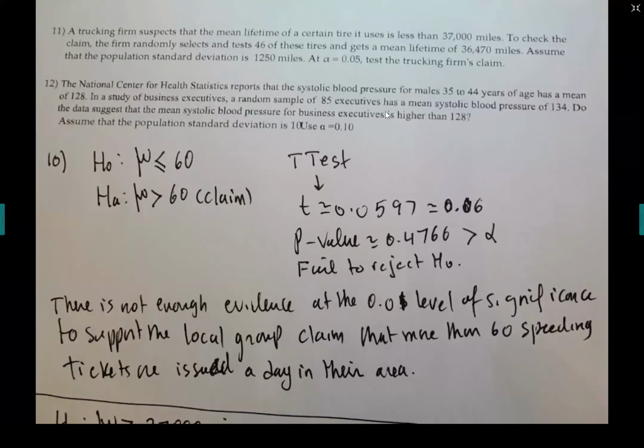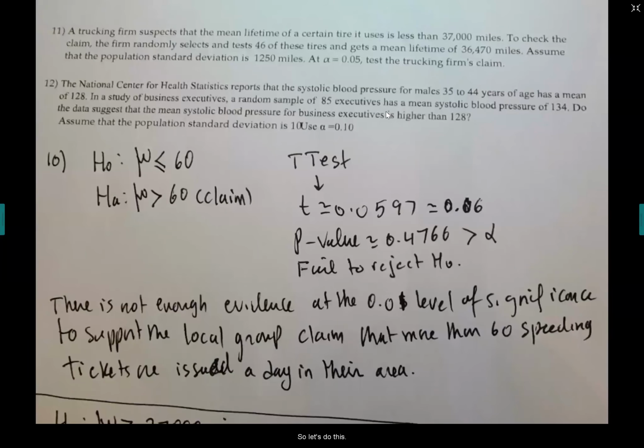All right, guys. The National Center for Health Statistics reports that systolic blood pressure for males 35 to 44 years of age has a mean of 128. In a study of business executives, a random sample of 85 executives has a mean systolic blood pressure of 134. Do the data suggest that the mean systolic blood pressure for business executives is higher than 128? So the question is asking you if it is higher than 128. Assume that the population standard deviation is 10, use alpha equals 10%.